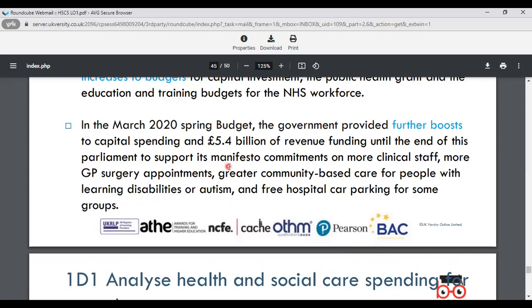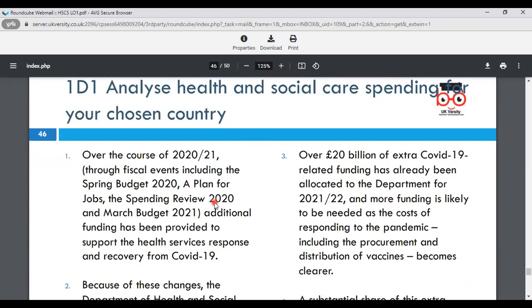So in March 2020, there was a spring budget where the government provided further boosts to capital spending and 5.4 billion of revenue funding until the end of the Parliament. This was to support its manifesto commitments on more clinical staff, more GP surgery appointments, greater community-based care for people who have learning disabilities or autism, and free hospital car parking for some groups.